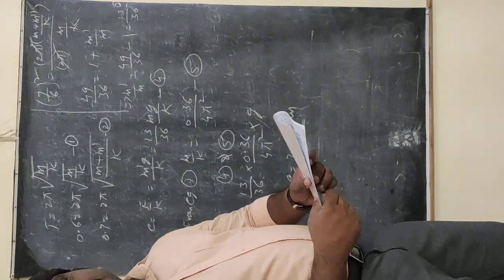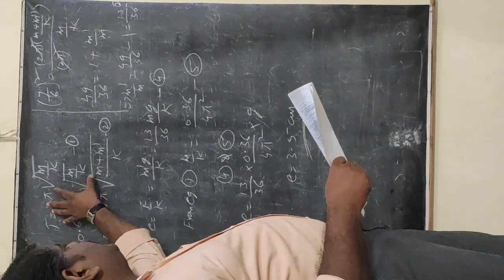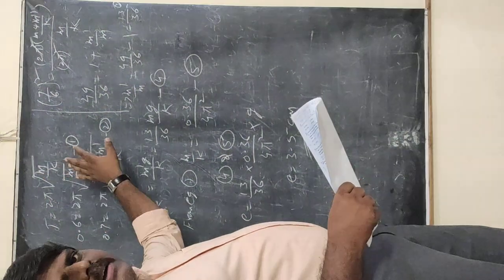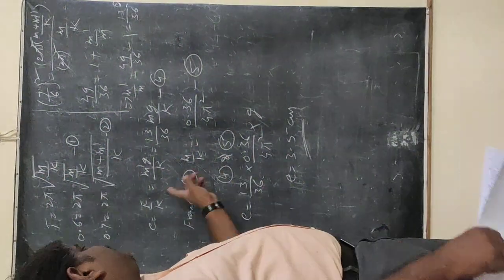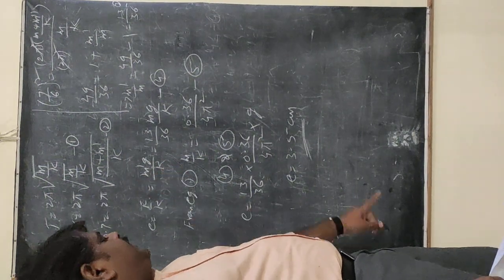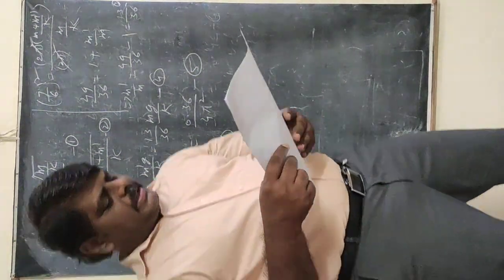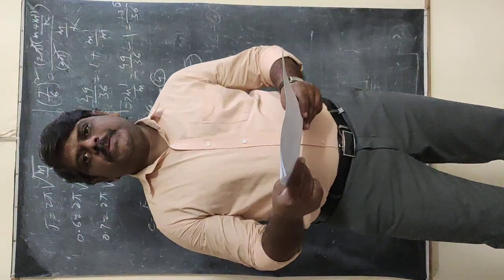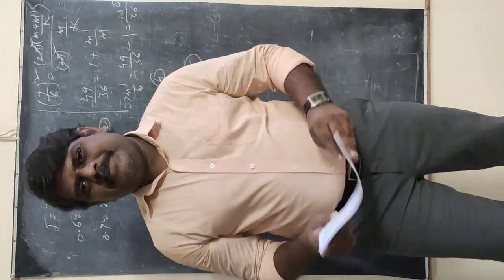So simply remember: read the problem very carefully. Here we use the time period formulas, and after that we take the elongation formula, F by K or weight by K. Okay, the final answer is 3.5 centimeters. Which option is correct? Option 2. So let's go for the next one.